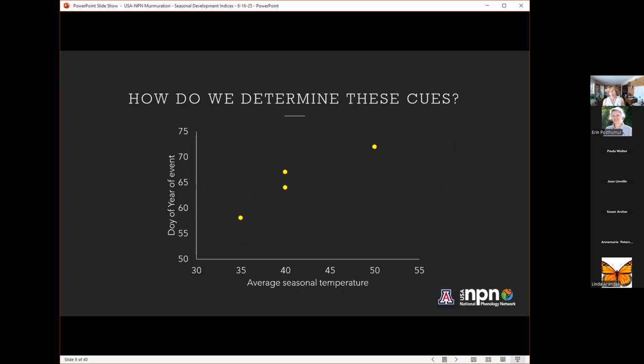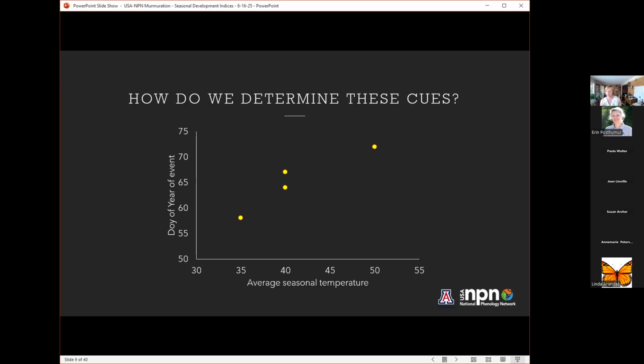Okay, here's where some of the math comes in. I'm going to try and keep it simple. What we're really trying to say is, when that pine needle scale crawler emerges from an egg, we know that it has to be warm enough. It has to be exposed to a particular amount of warmth. How can we figure that out? How do we know exactly how much warmth it is?